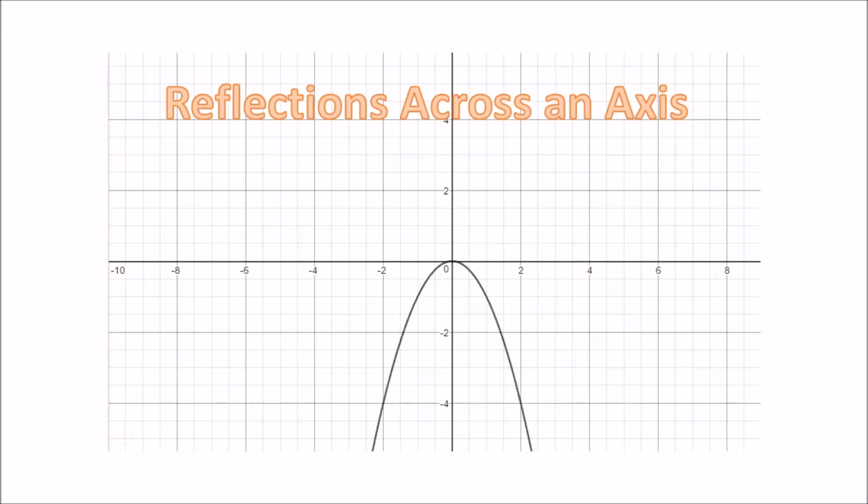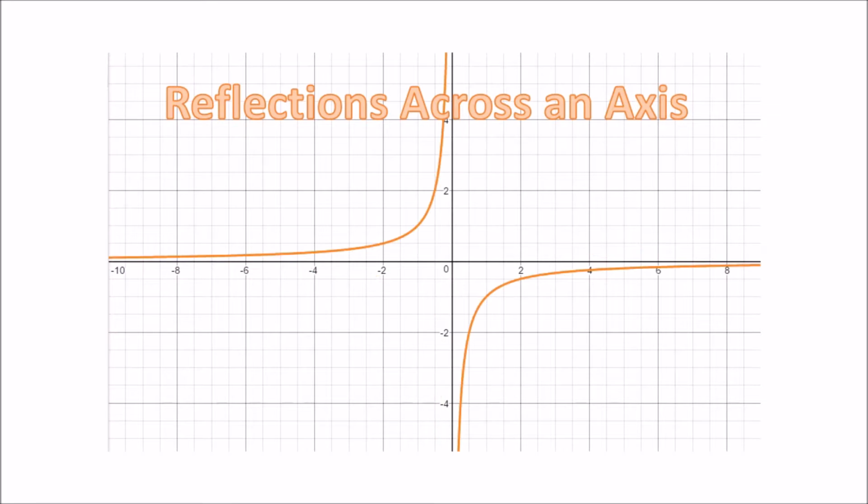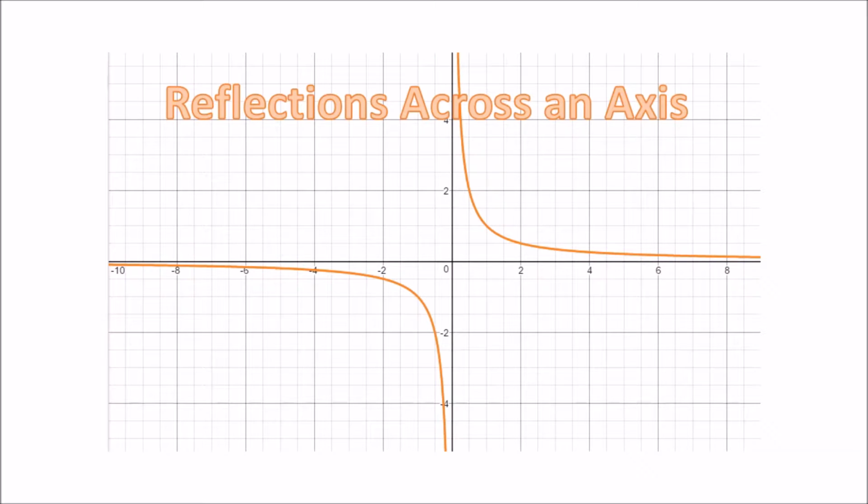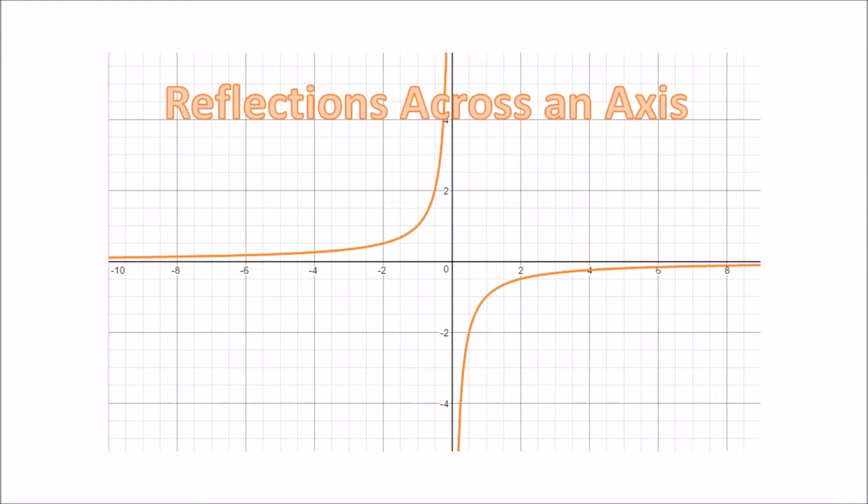This is the identity function, and here we have the parabola, and it's being flipped over the x-axis. As you can see, the next is the cubing function, which is also being flipped over the x-axis. And here we have the reciprocal function that's being flipped across the x-axis.